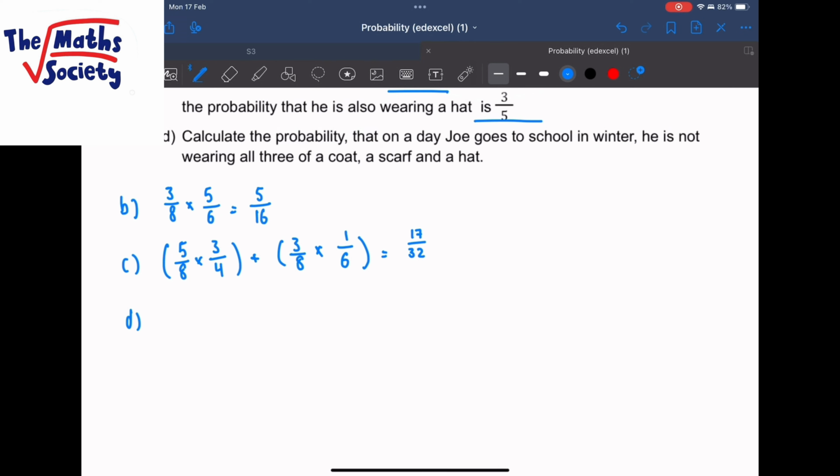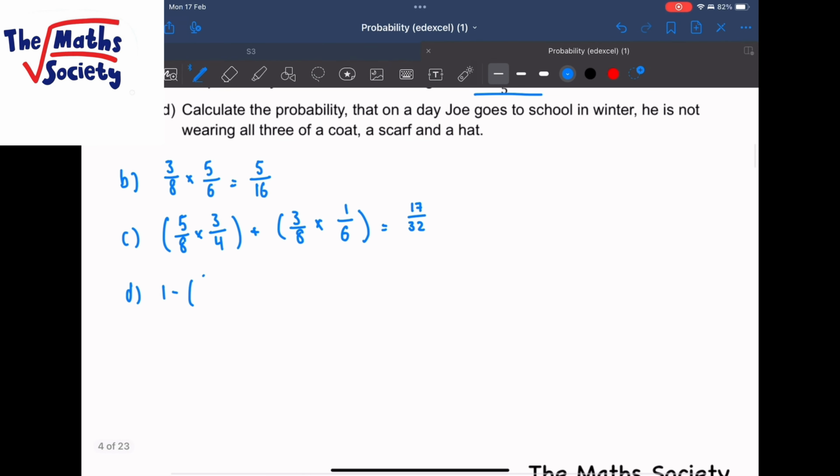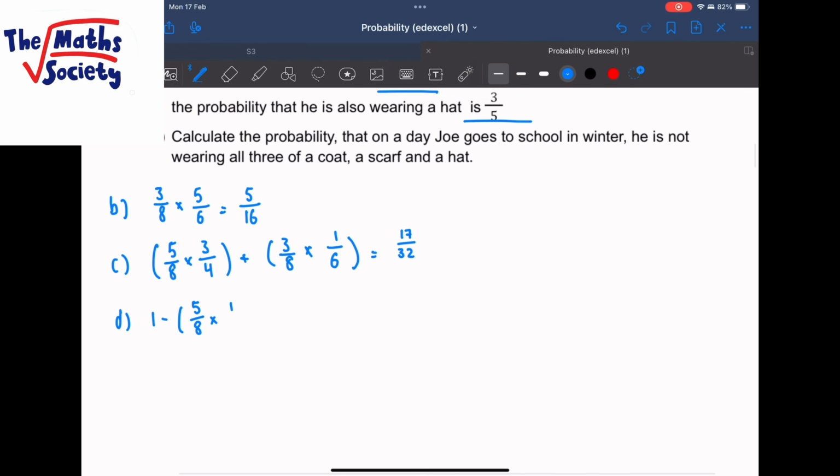So we'll get the probability where he might be wearing a hat, but he might not be wearing the other two, or he might be wearing a scarf, but he's not wearing the others. So we will just calculate as 1 minus, if he is wearing a coat, that is 5 by 8, and wearing a scarf, that should be, I think, 1 by 4, yeah? 1 by 4, and the hat is 3 by 5. 1 minus the probability, you will get 29 by 32, and that should be your answer.